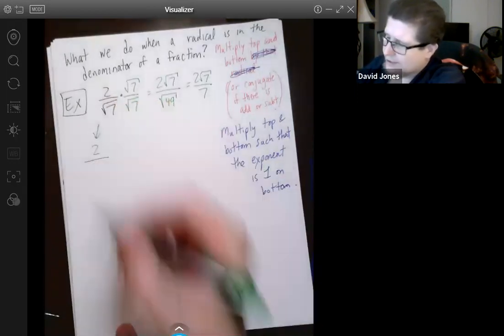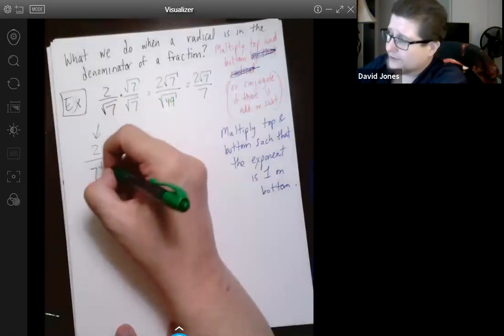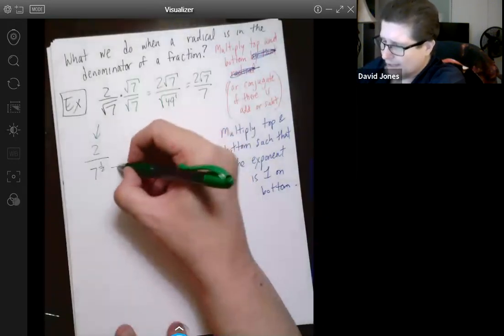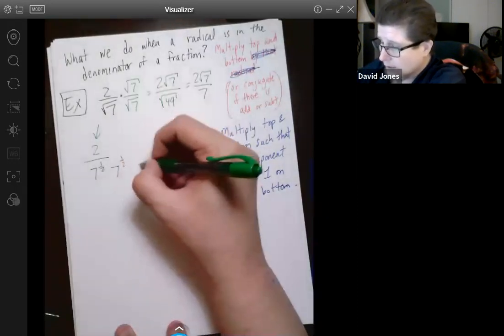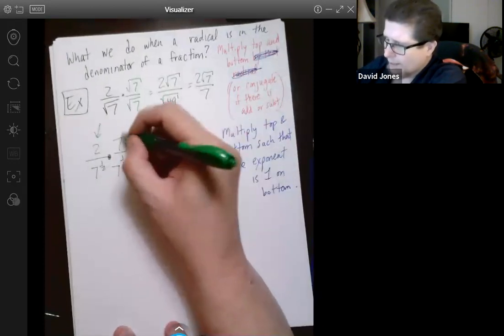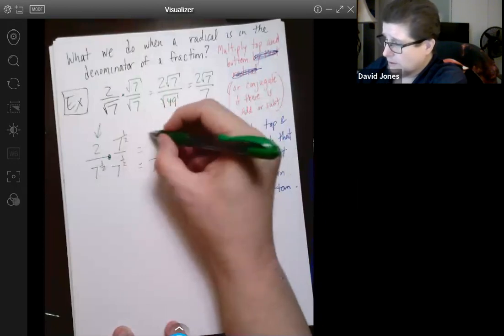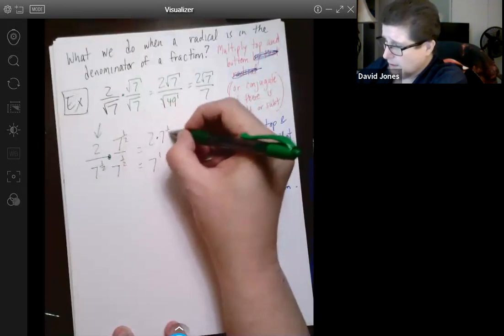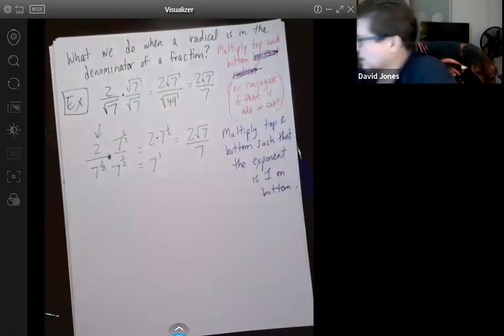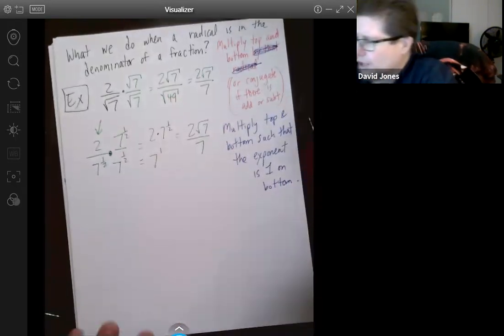If I rewrite square root of 7 as 7 to the 1/2, well, 1/2 plus 1/2 would give me 1. And to do that, I need to multiply the top by that. A little bit more complicated, though, if it's not a 1/2.